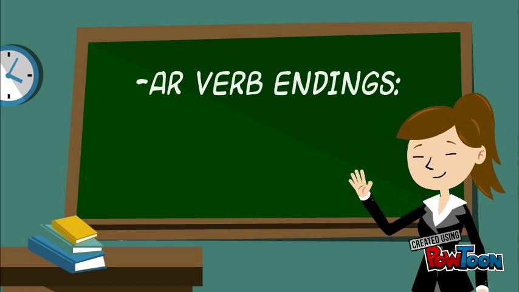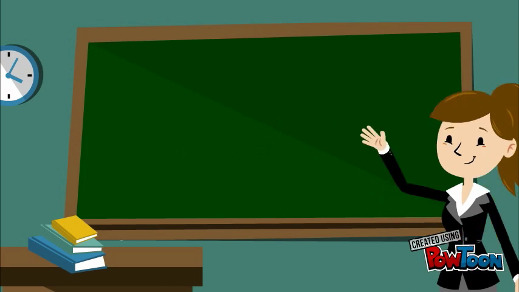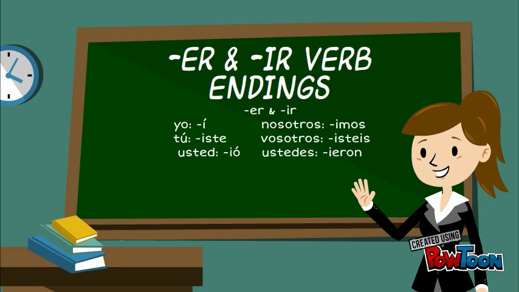The preterite verb endings for AR verbs are é, aste, ó, amos, asteis, and aron. The past preterite verb endings for ER and IR verbs are í, iste, ió, imos, isteis, and ieron.